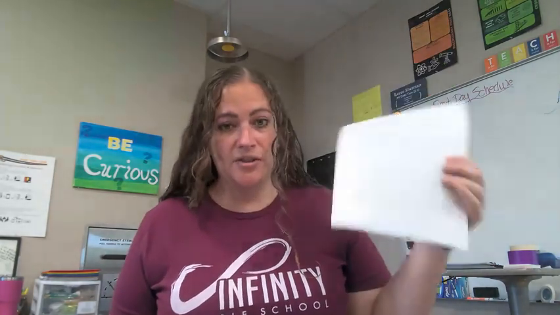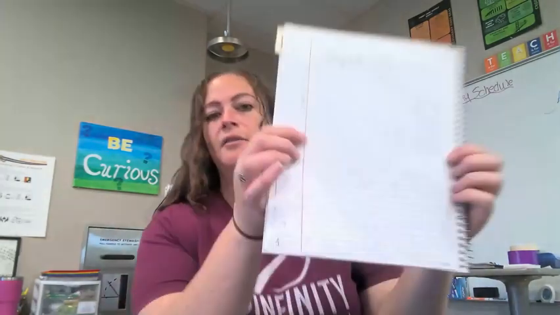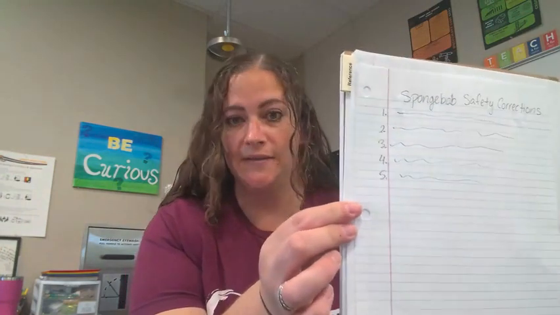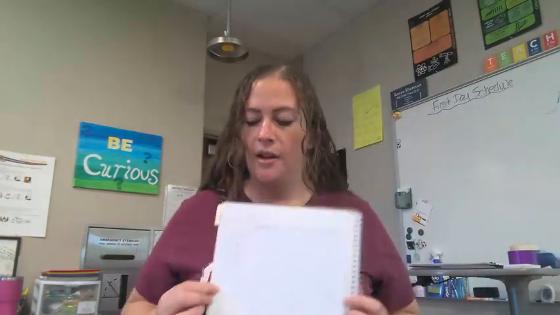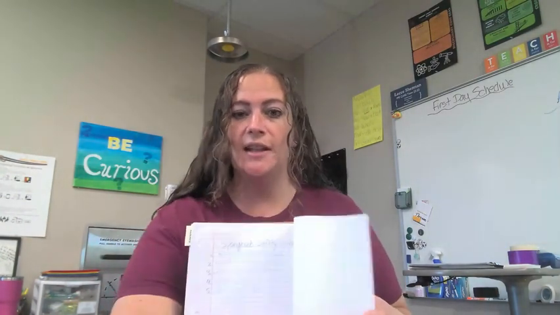And now I have this page. Even though this page doesn't have a back, we still want to be able to see the work that we already did. So look, I have glued down my SpongeBob Safety Corrections on page number 1. And what I'm going to do is take this text and glue it down just on the side so that I can flip it open and see the other work that I did.